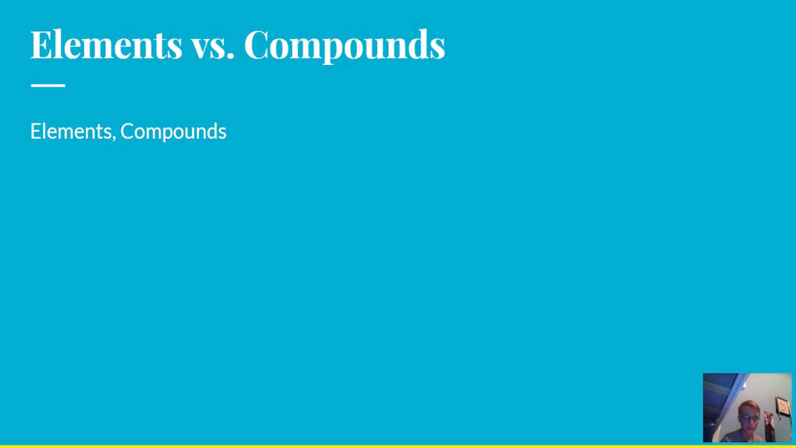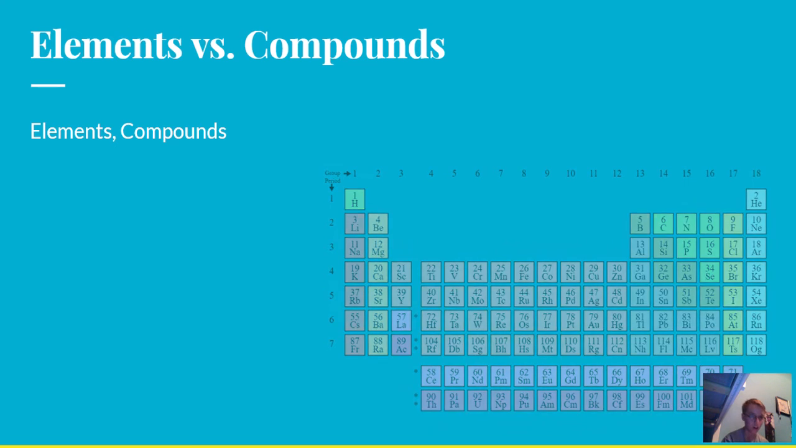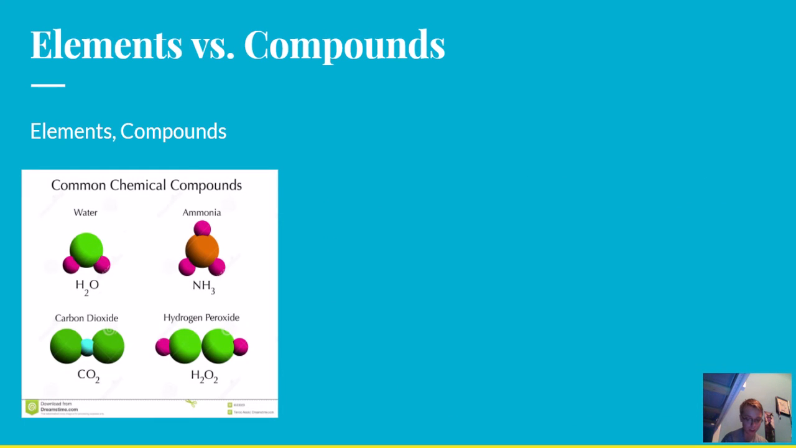Element. Any substance found directly on the periodic table and cannot be broken down into smaller atoms. Example, helium, carbon, oxygen, and gold. Compounds. 2 or more chemically combined elements that can be broken down into the respective elements. H2O, carbon dioxide, and as you can see on the screen, ammonia, hydrogen peroxide.